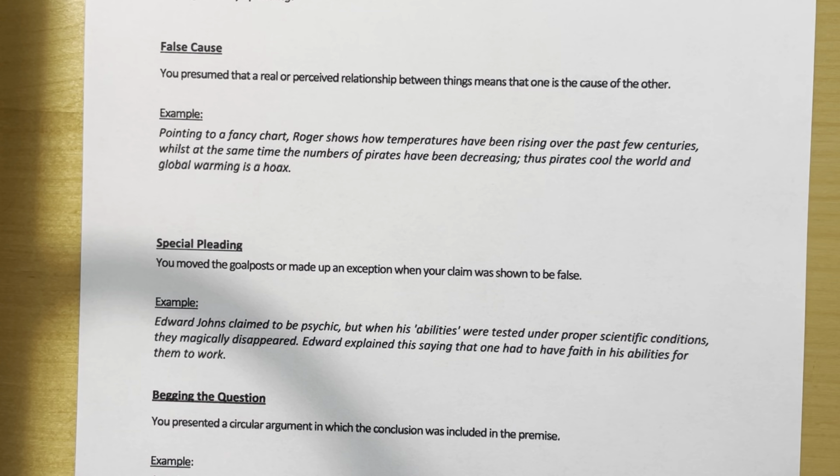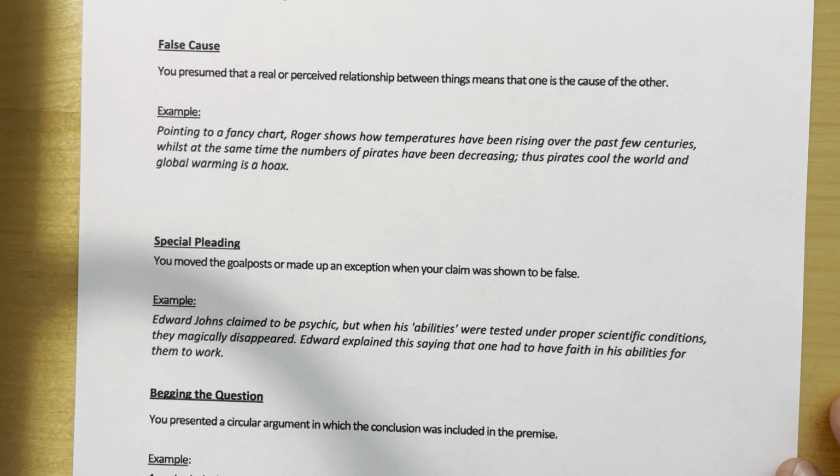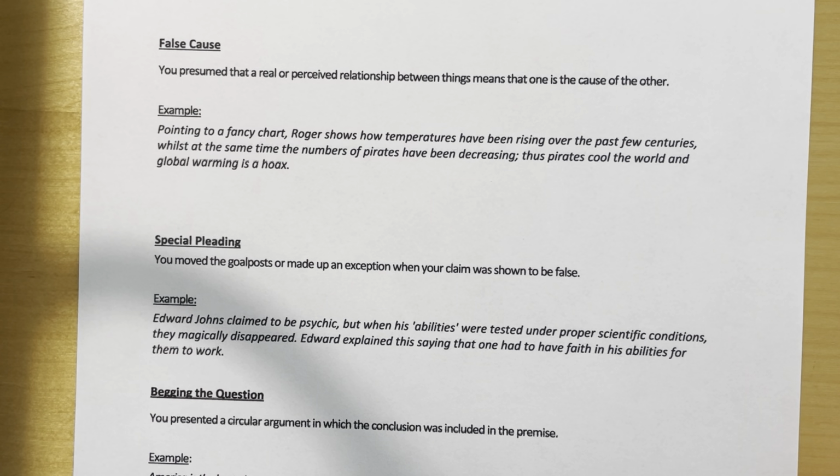This doesn't make any sense. Even though these two things have a correlation, temperature has been rising over the past few centuries and the number of pirates has been decreasing over the past few centuries, that doesn't mean that those two things are related. If this were a statistics class, we would look at lots and lots of examples of variables, things that appear to have some kind of correlation, but there's no logical cause linking those two things. So that's what we call the false cause fallacy. And again, another word for that is correlation implies causation.